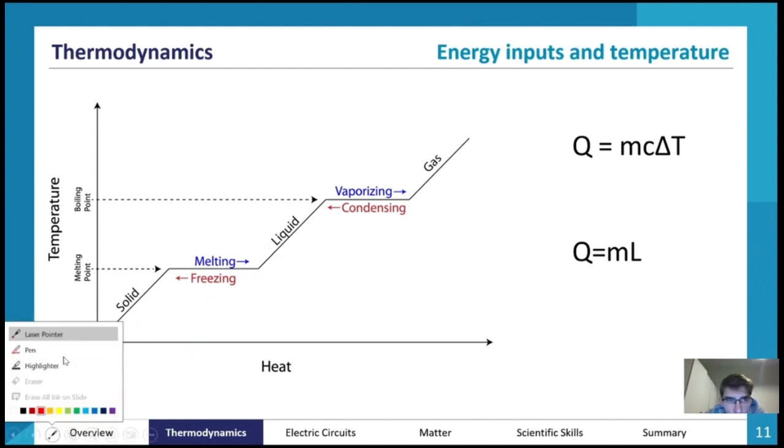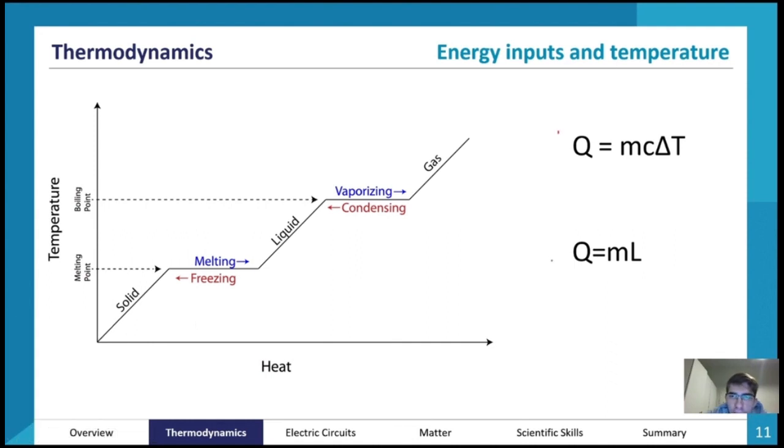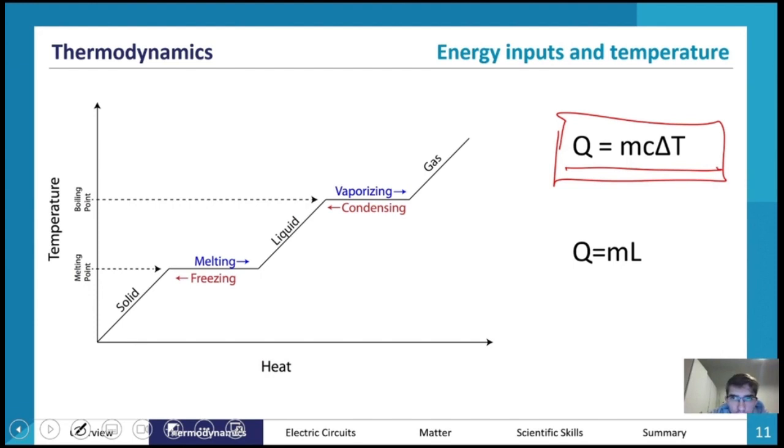Well, let's start with the first equation. Let's learn how to calculate the amount of energy that water is absorbing at each stage. First of all, this equation, Q equal to mc delta T. Q is the energy which is measured in joules or kilojoules. M is the mass, which is measured in kilograms or grams.